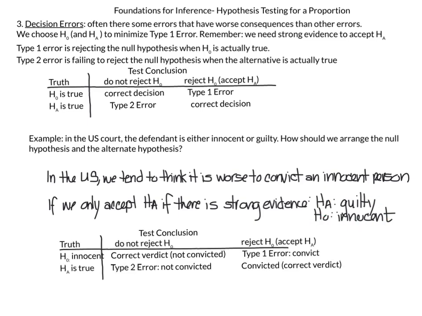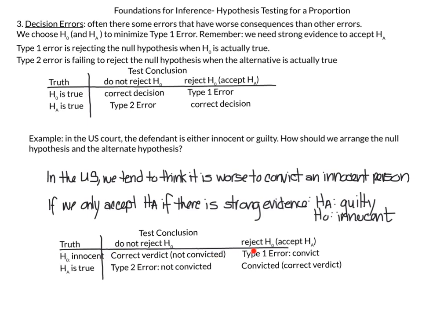And adding this interpretation now to this matrix, the truth is H0 is that he's innocent, HA is that they are guilty. Then this first type of correct decision is we do not reject H0. So we're going to say they might be innocent. We don't want to jump to HA. And if they are innocent, then we've made a correct verdict.